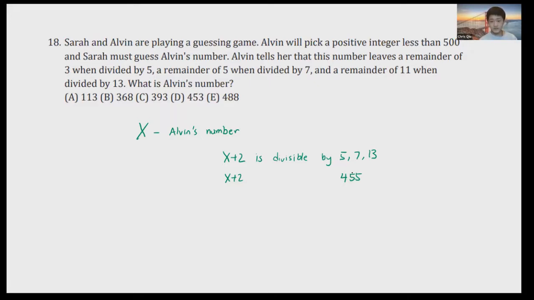And note that since X plus 2 is going to be a positive integer less than 502 and greater than 2, what this means is that X plus 2 has to be equal to 455. And so X has to be equal to 453, and our answer is D. All right, any questions? Yeah, you could have also used CRT. It's basically the same idea.